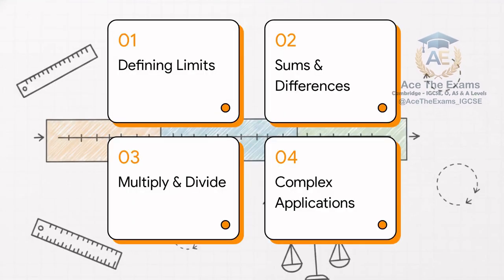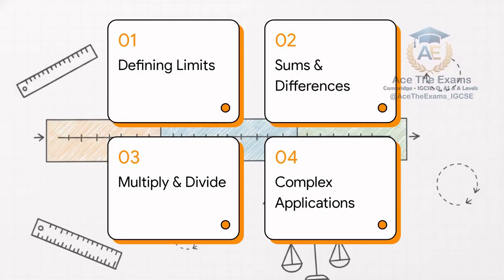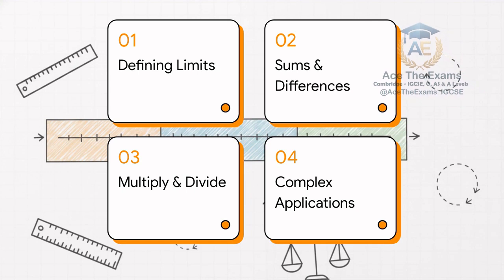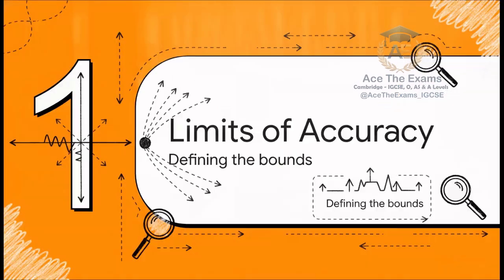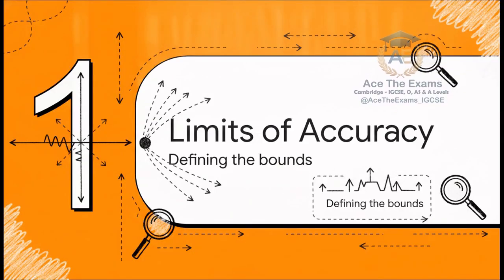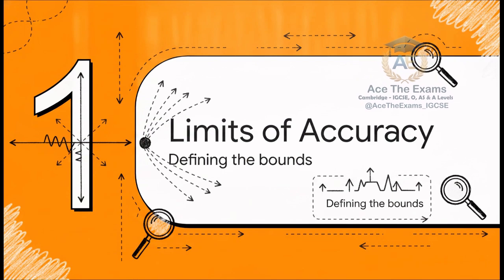So, here's our roadmap for today. We'll start with defining limits of accuracy, then look at sums and differences, move on to multiplying and dividing, and finally tackle some complex real-world applications. Okay, Section 1. Defining limits of accuracy.